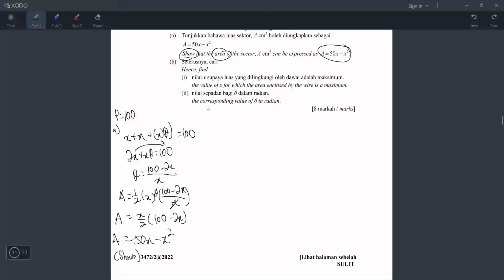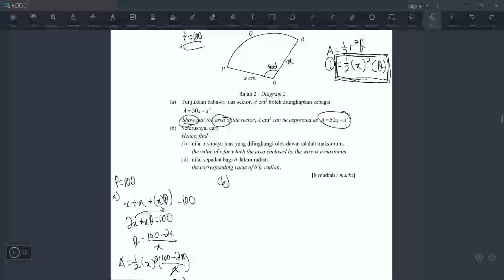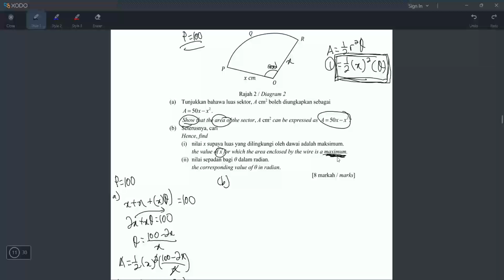Okay. Now let's go to B. B says what? Hence, find the value of x for which, it means find the radius. x is the radius, for which the area enclosed by the wire is maximum. Okay, this is the keyword: maximum. So whenever you see this word maximum, it means this is under differentiation. And what you do when you see the word maximum, minimum, or turning point, you differentiate and equate to 0, right? Remember, when you see the word maximum, that's how you do it. Differentiate equals to 0. Okay, if it's a differentiation question. So this question actually combines circular measure and differentiation. So how to differentiate? Okay, whoever is maximum, you differentiate that one equals 0.